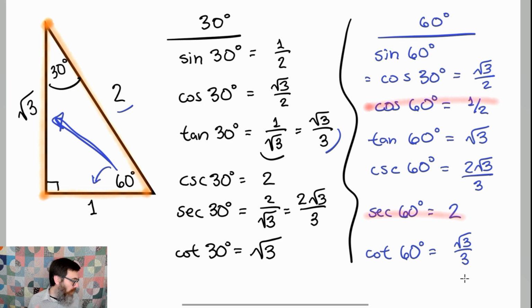All right, so that's one of our special triangles. There is another special triangle that we want to look at, and that one is going to be related to 45, 45, 90 degree triangles. We're going to look at that in just a moment. Then we're going to put everything together.